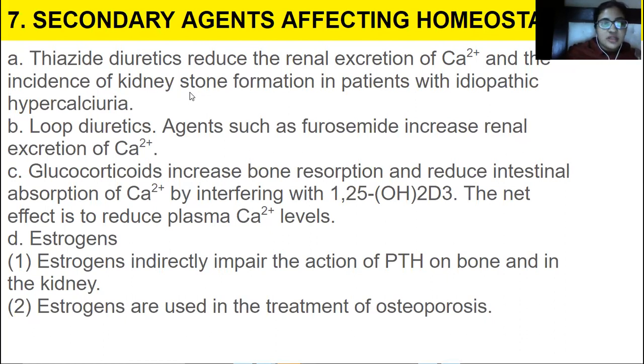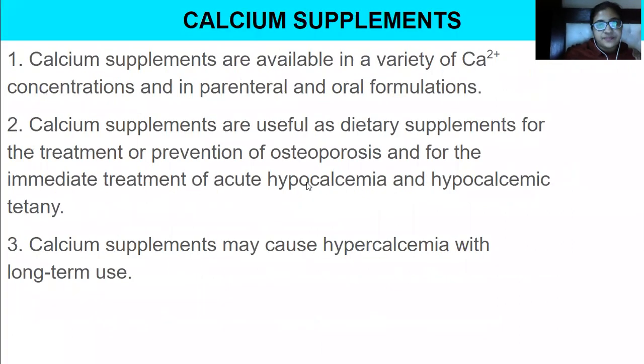Then we have glucocorticoids, which increase bone resorption and reduce intestinal absorption of calcium by interfering with the 1,25-dihydroxy D3. The net effect is to reduce calcium levels in plasma. Then estrogens, so they indirectly impair the action of PTH on bone and in the kidney, so it is used in the treatment of osteoporosis.